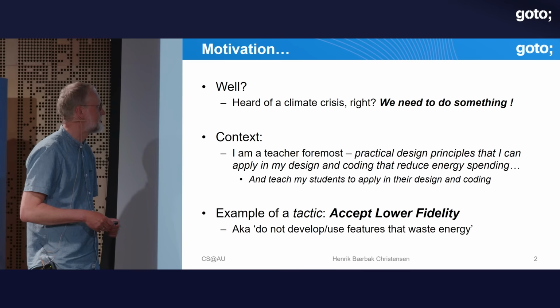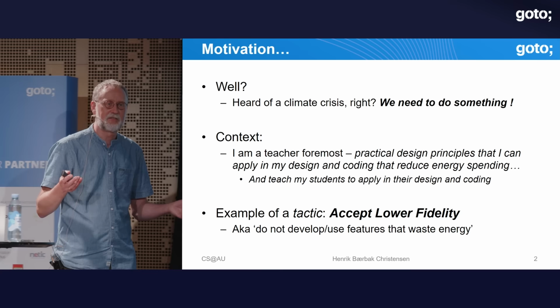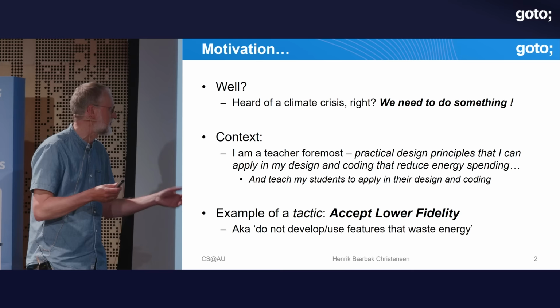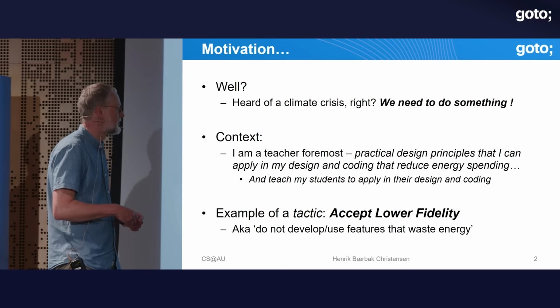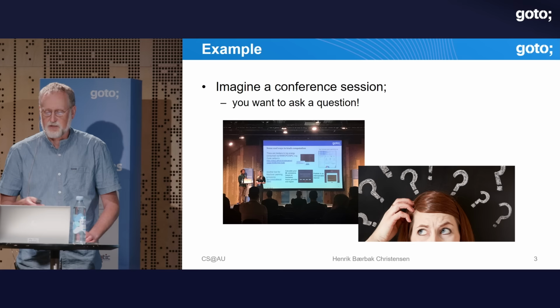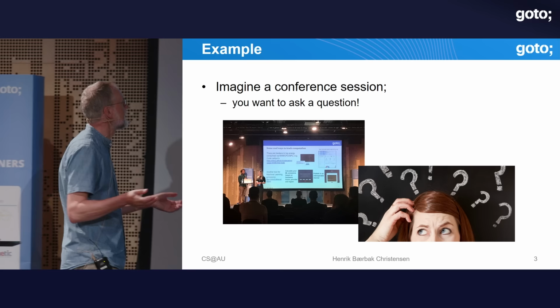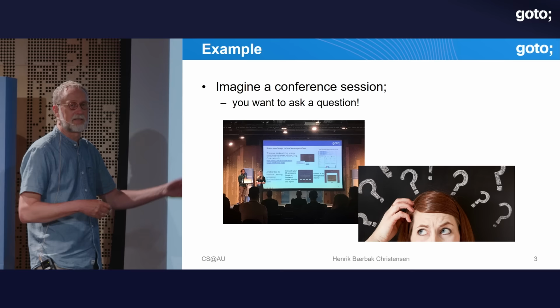Okay, so I'll start with a small example. I'm going to talk a lot today about tactics or design decisions in order to make your software more energy efficient. And one of these is accept lower fidelity, or don't develop or use features that waste a lot of energy. So I'm going to take a concrete case of something we could imagine a system. You have a conference session, and then there's some speakers up here, and then you want to ask a question. So how do we solve the problem of asking a question to the lecturer?